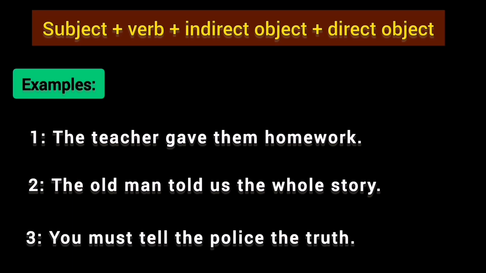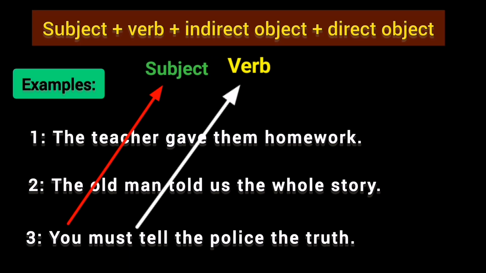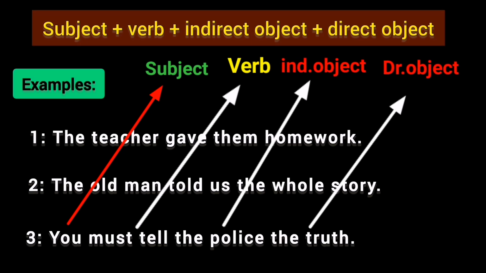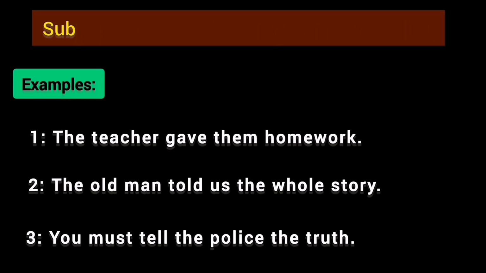You must tell the police the truth. Look at this example. The pronoun, you, is the subject, and tell, is the verb, and the police, is the indirect object, and the truth, is the direct object. So you can see, this is another example of this structure, and you can also make more sentences like it. As you have learned this structure, let's learn another one.